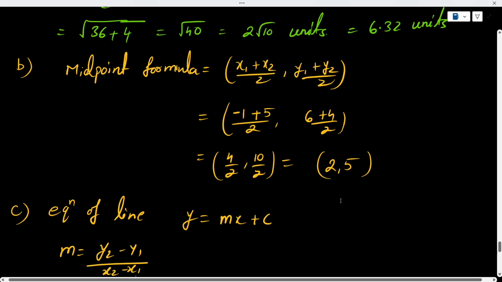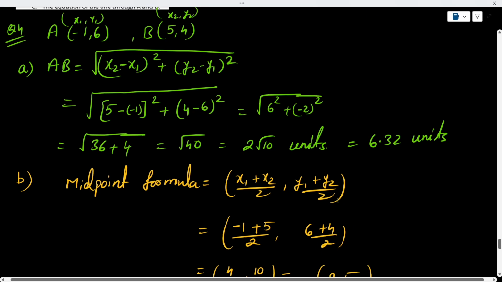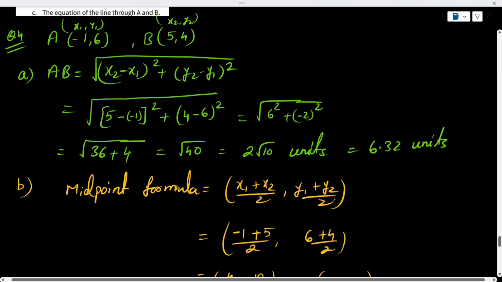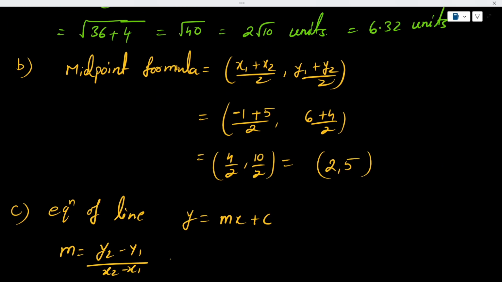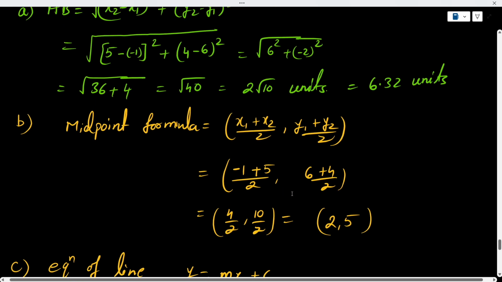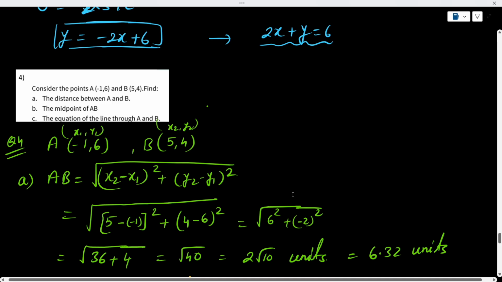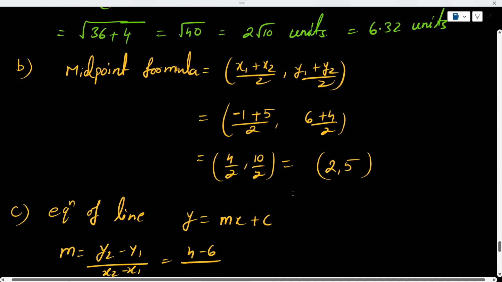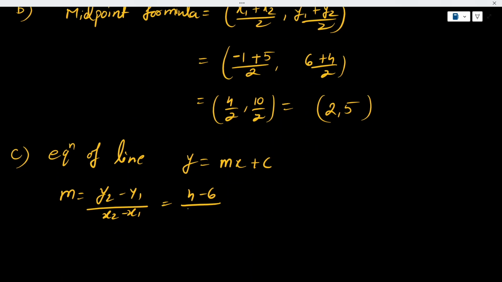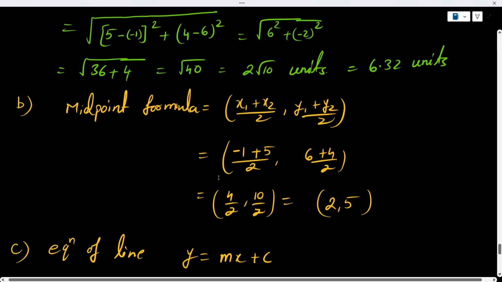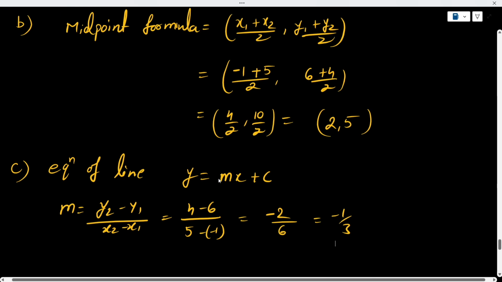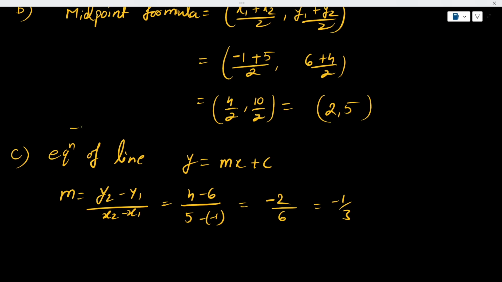So here what is y2? It is nothing but 4 minus 6. So you can write down here 4 minus 6 by x2 is 5 minus of minus 1. So here negative, negative, plus 1, which is -2 by 6. So that is -1 by 3. You can write down the coordinates again here and you can do it -1 comma 6.